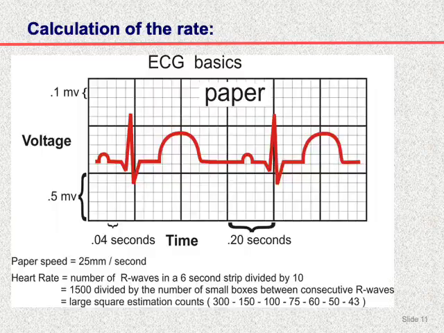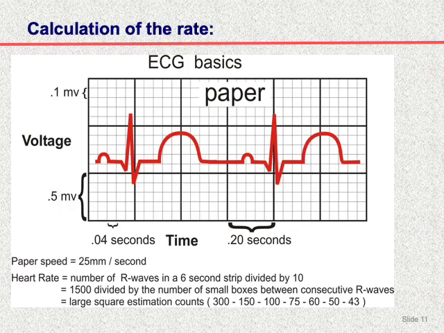First, we see the rate. Because the standard calibration is 25 mm per second, as we said before, each large square means 0.2 second, or 1/5 of a second. So calculation of the rate is very easy. We calculate how many large squares are between the 2 R waves, as we see here, 1, 2, 3. So we divide 300 by 3, and the rate will be 100. If we have, for example, 4 large squares between the 2 R waves, 300 divided by 4 will be 75.